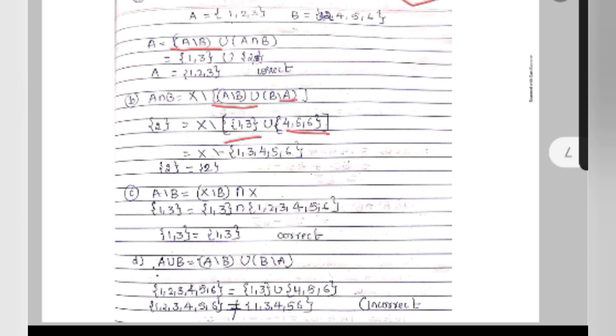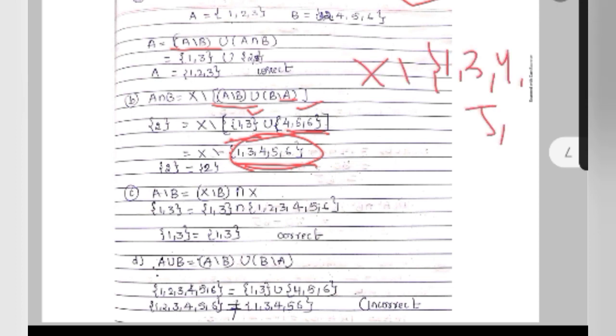Then I have to do the union. The union of these two sets is nothing but the collection of all the elements. Just write all the elements of these two sets, so it becomes 1 comma 3 comma 4 comma 5 comma 6. Then with this set, we have X minus {1, 3, 4, 5, 6}. So here we have to subtract both sets, which means I have to take the difference of both sets.